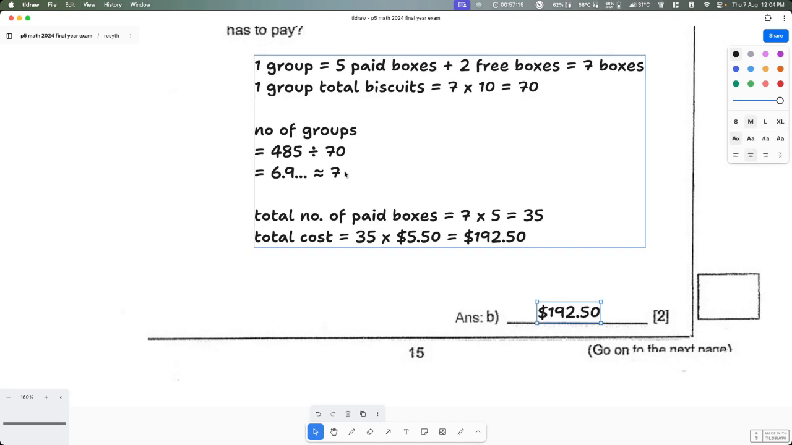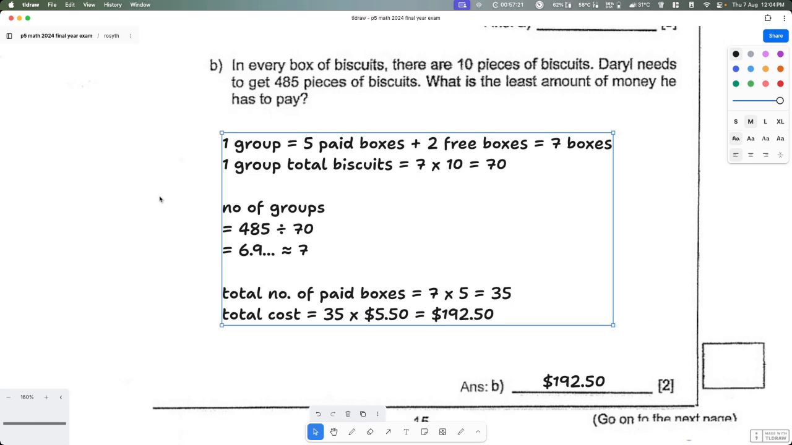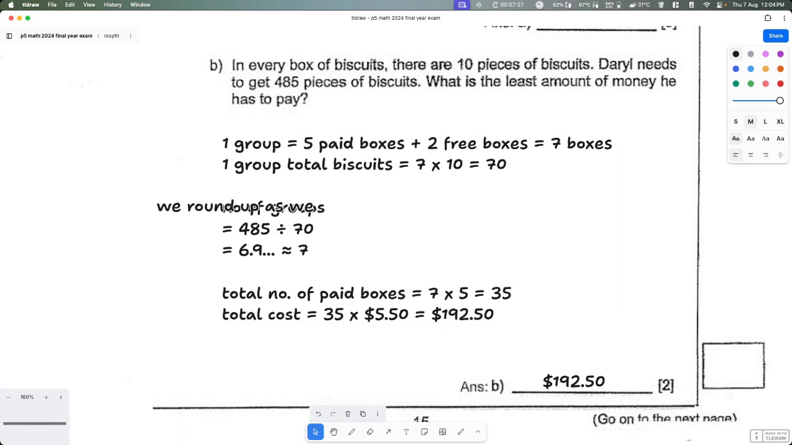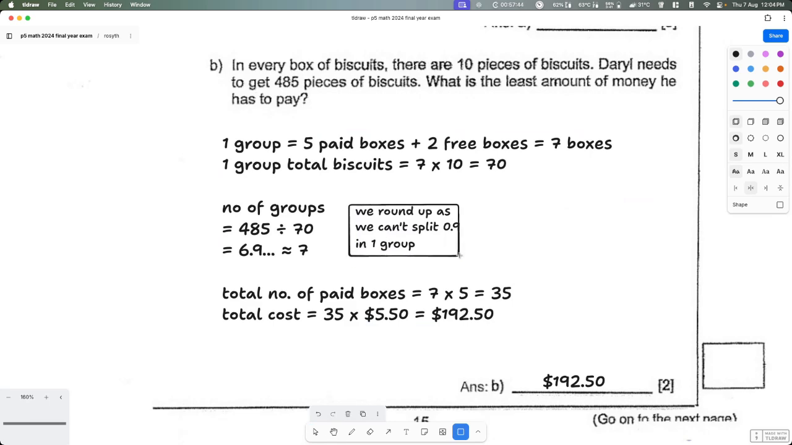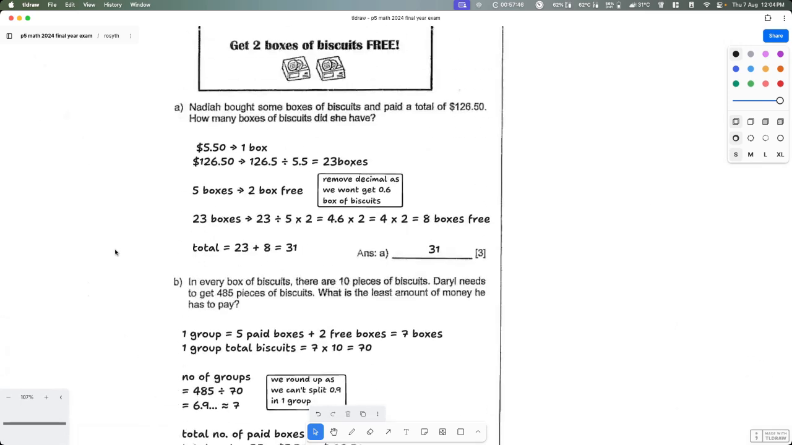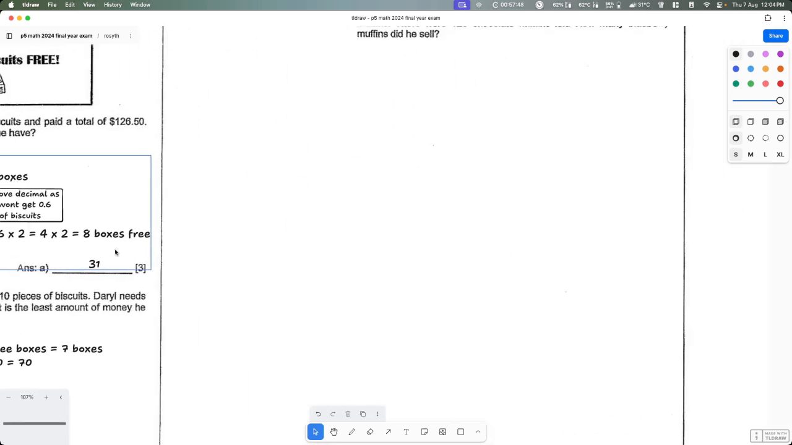Right. Okay, so we need to round up. We round up as we can't split 0.9 in one group. Okay, something like this. So hopefully this makes sense. Okay. All right, so that's it. Let's move on to the next question.